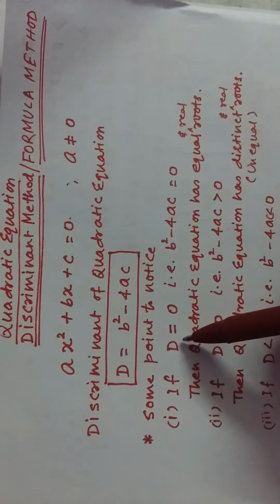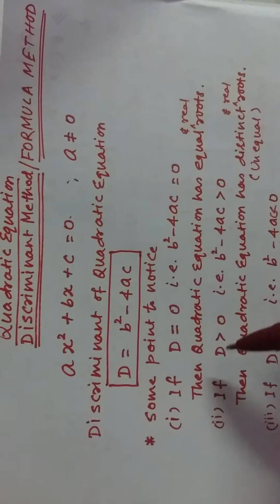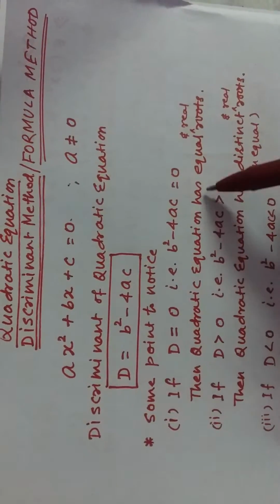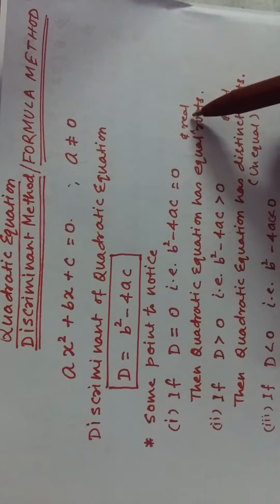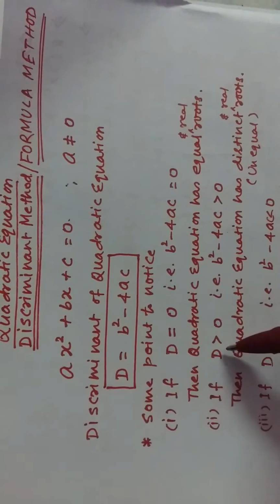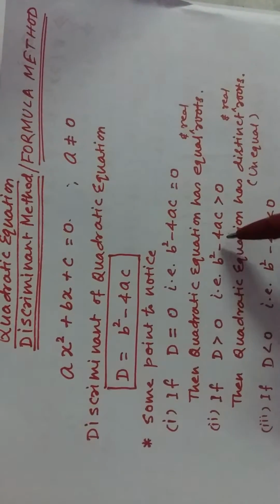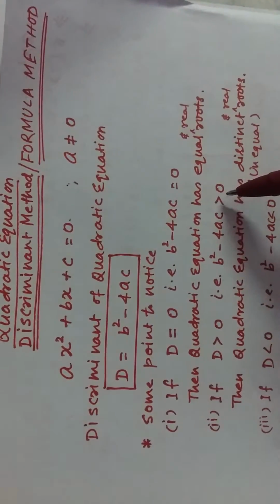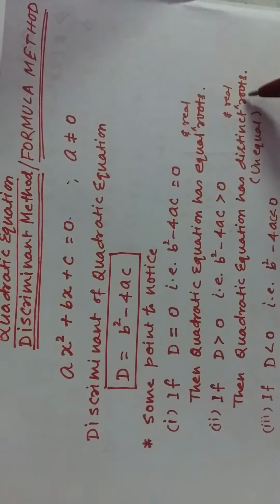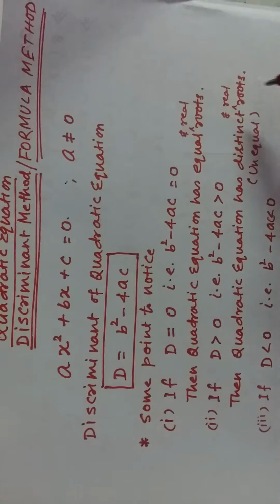If D equals 0, that is b square minus 4ac equals 0, in that case the quadratic equation has equal and real roots, meaning both the roots will be equal and they will be real. Fine. The second point is, if D is greater than 0, that is b square minus 4ac is greater than 0, in this case the quadratic equation will have distinct and real roots. Distinct means unequal. The roots will not be equal to each other, but they will be real.